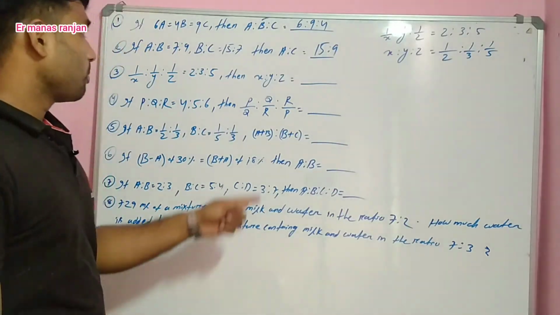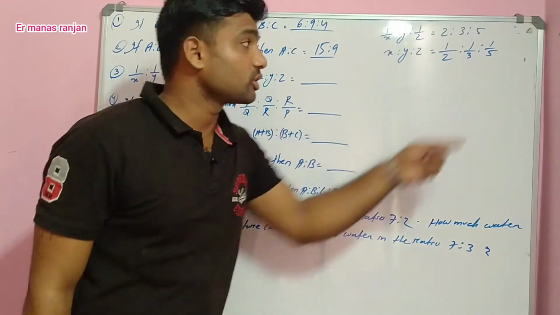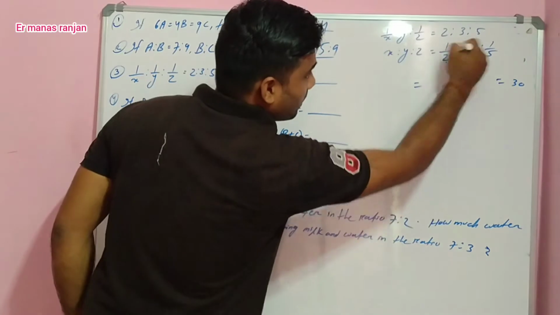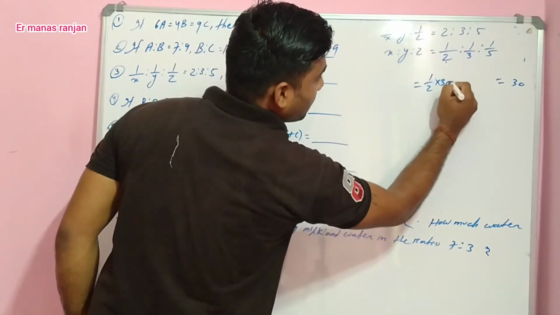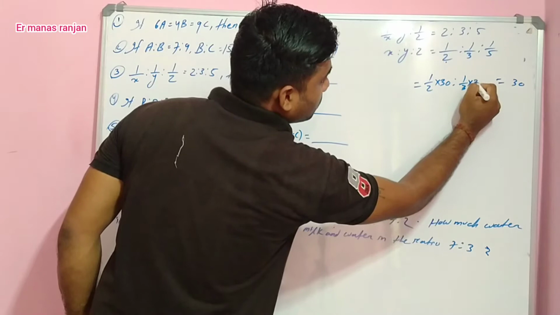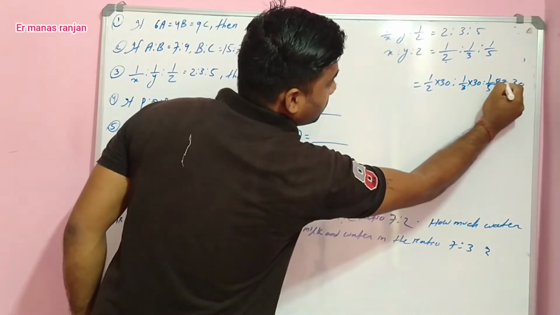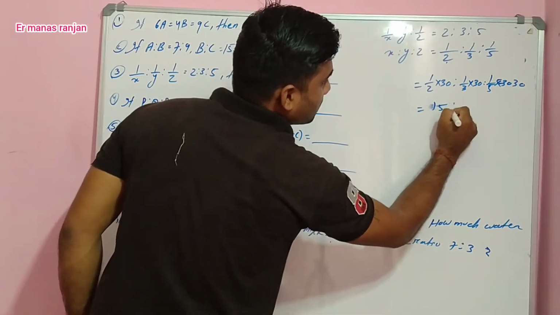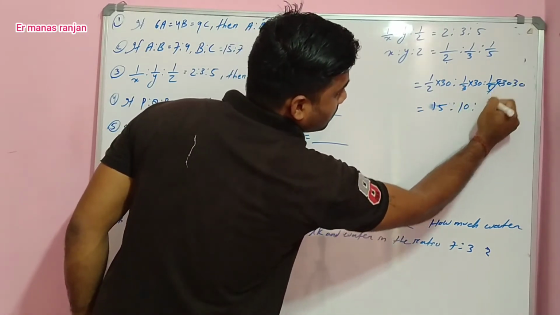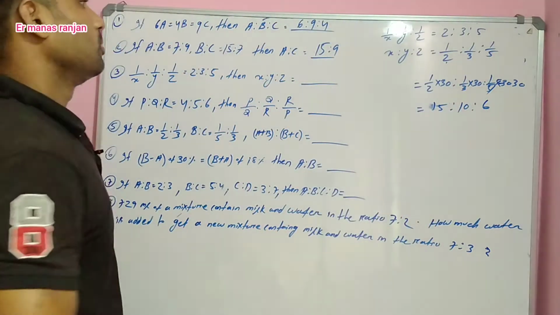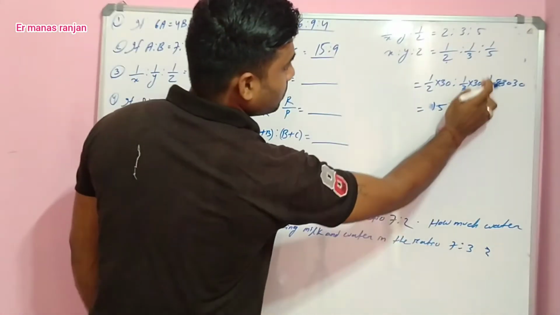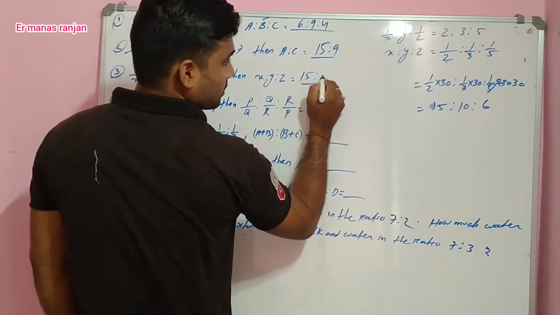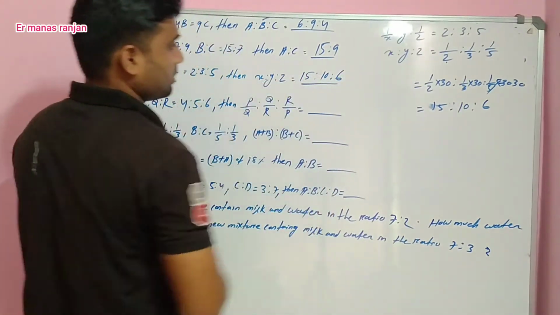Understood? So you got a fraction. So how will you get the ratio? Take the LCM, which is 30. Multiply by 30: 1 by 2 into 30 is to 1 by 3 into 30 is to 1 by 5 into 30. You will get 15 is to 10 is to 6. Understood? 15 is to 10 is to 6.